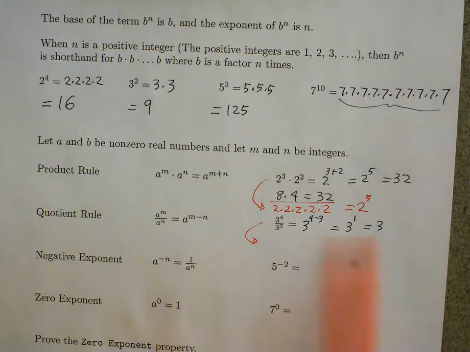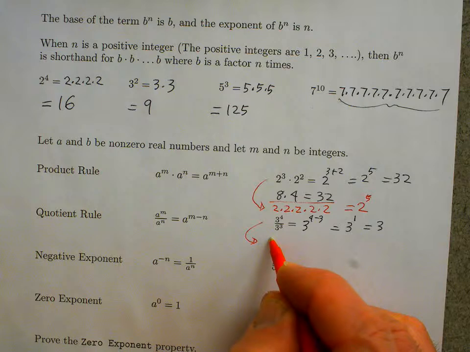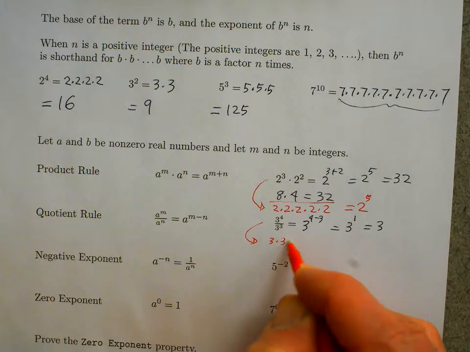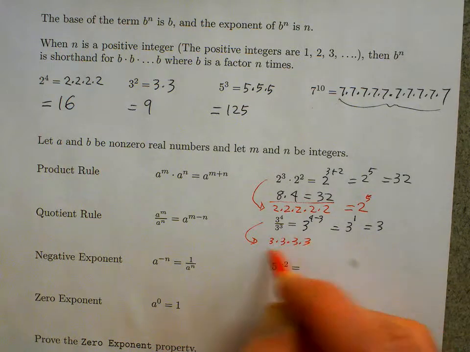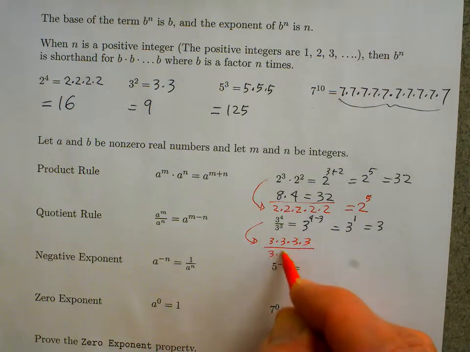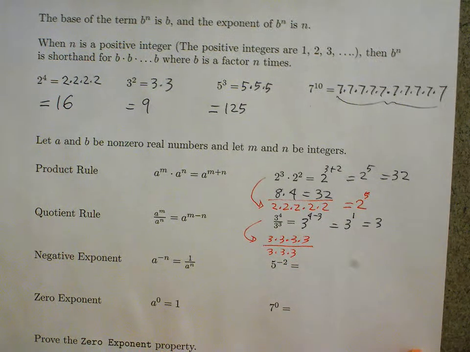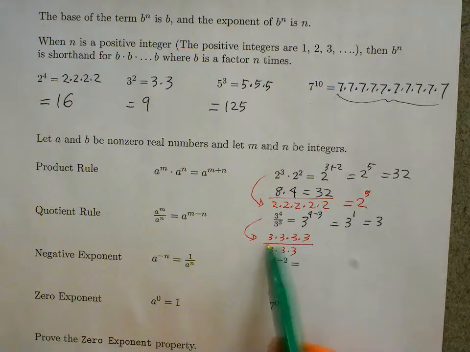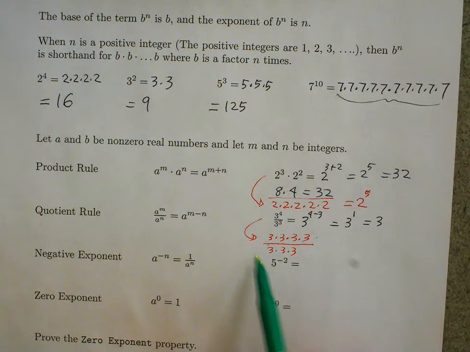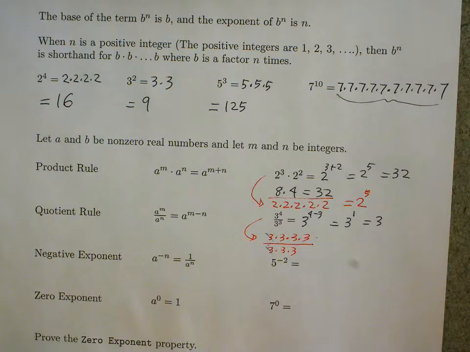Just to illustrate what's going on here, 3 to the fourth in the numerator is 3 times 3 times 3 times 3. And in the denominator, 3 to the third is 3 times 3 times 3. And you know from fraction arithmetic, if you're dividing a product by another product, you look for common factors. So 3 divided by 3 equals 1, so those cancel.